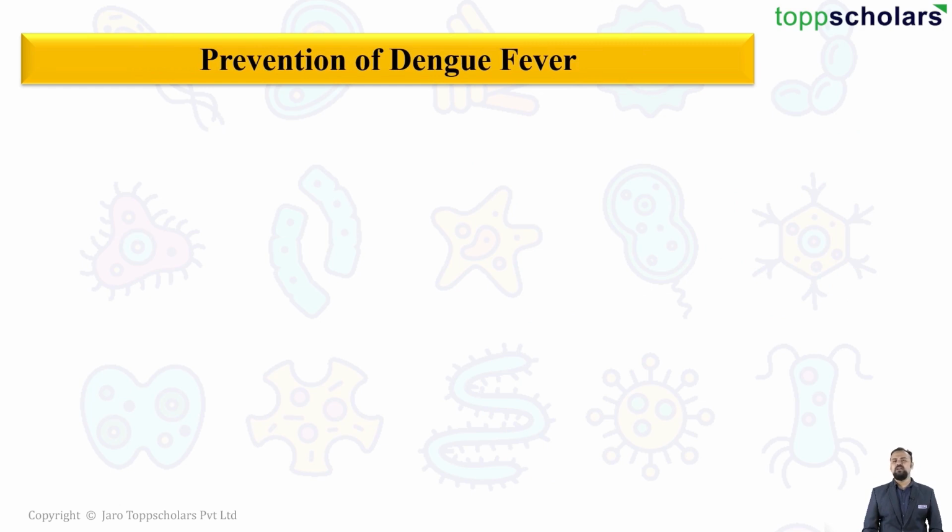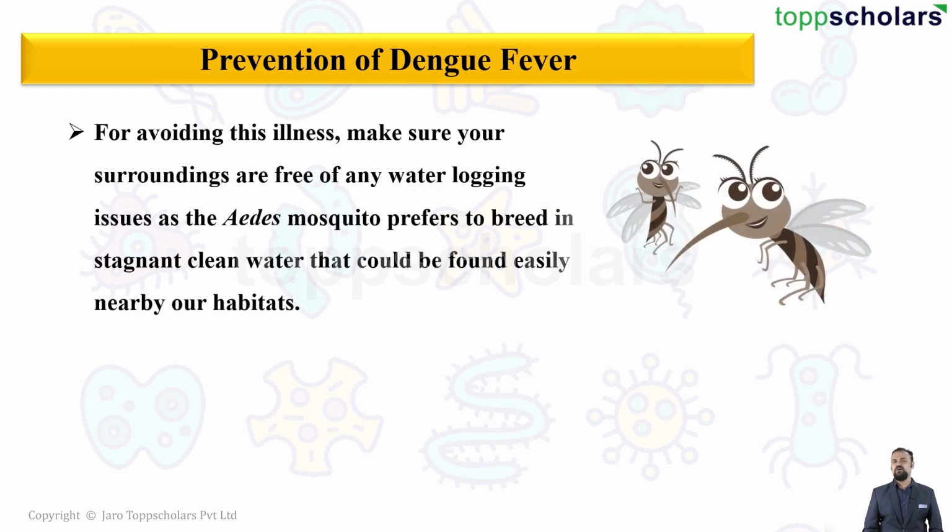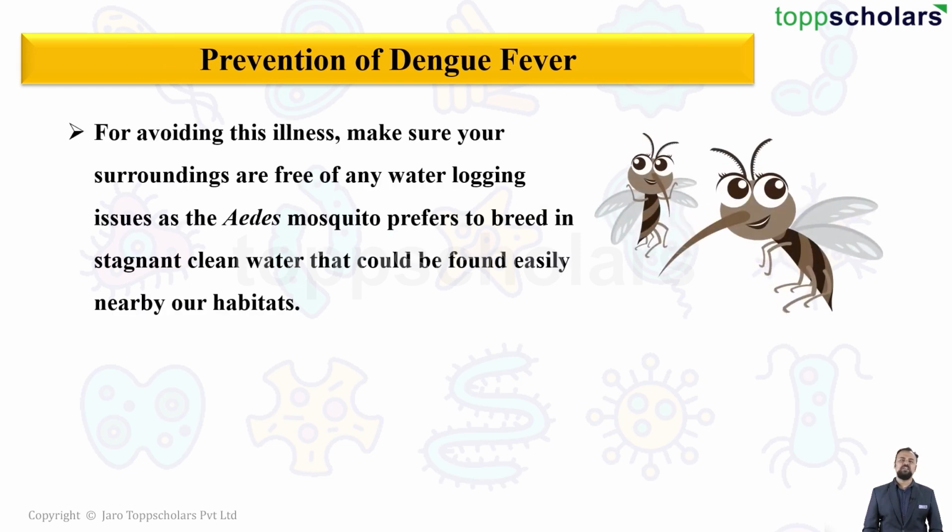Moving on students, now let us learn the various methods by which we can prevent this particular disease. For example, for avoiding this illness, make sure that your surroundings are free of any waterlogging issues, as this particular mosquito, that is the Aedes mosquito, prefers to breed in stagnant clean water. Now such water, stagnant water, is easily found near our houses.